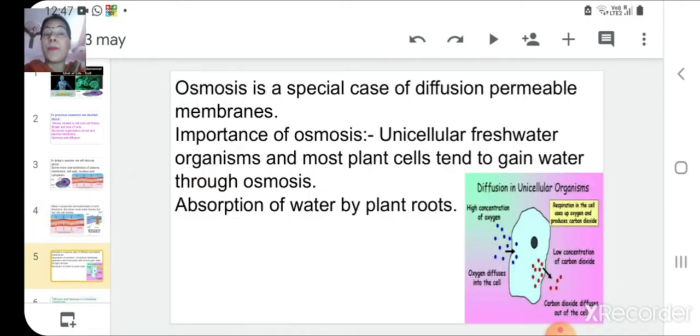Osmosis is a special case of diffusion which takes place through a permeable membrane. The importance of osmosis is great for unicellular freshwater organisms as well as for plant cells. Plants absorb water and nutrients from the soil through the process of osmosis.